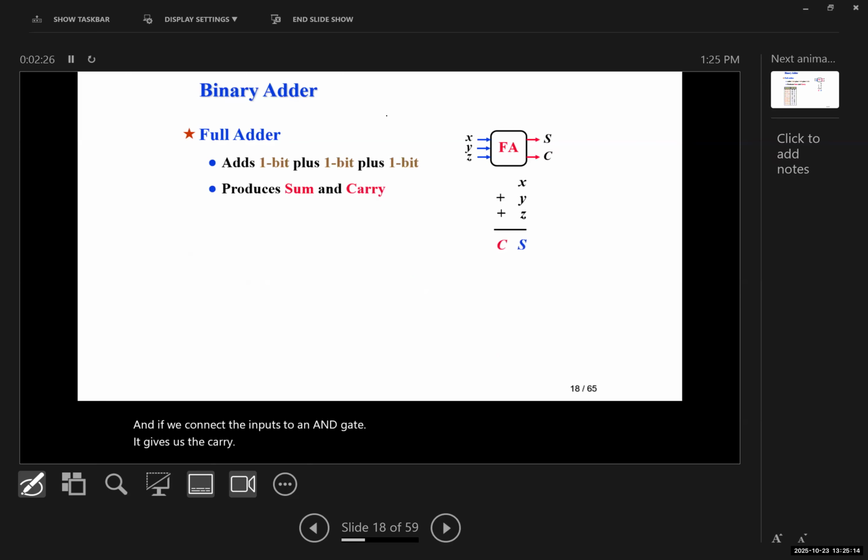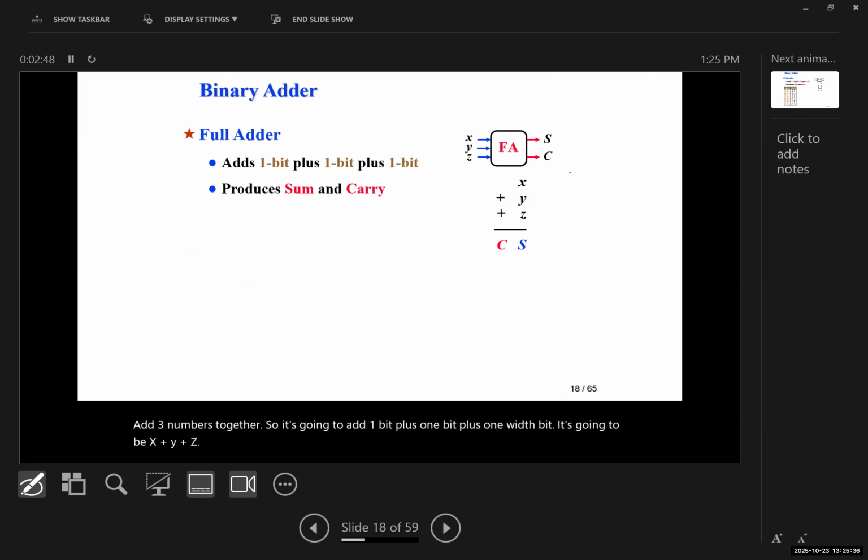Now, a full adder is technically a combination of 2 half adders. You add 2 half adders, you combine them, you can create a full adder. The full adder can add 3 numbers together. So it's going to add 1 bit plus 1 bit plus 1 bit. It's going to be x plus y plus z.